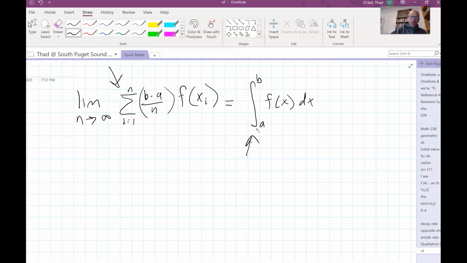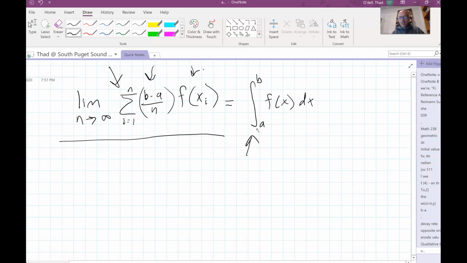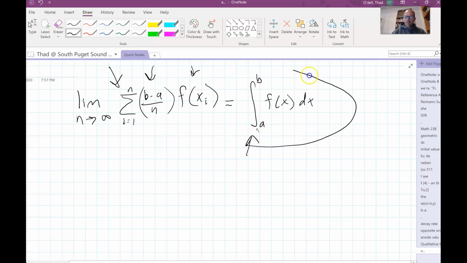So we've been playing around with this right here, this sigma notation with the number of rectangles running to infinity. You can tell this is the width of the rectangle. This is the height of the rectangle. And so what I want to establish today is that this expression right here, this sigma notation with a limit, produces the same result as this symbol over here.